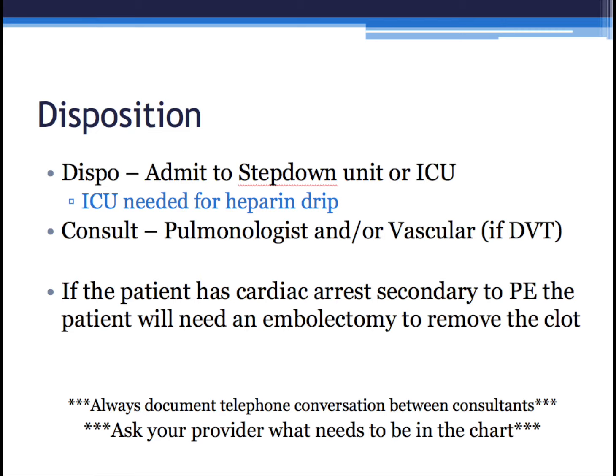So if the patient has a cardiac arrest secondary to this PE, the patient will need an embolectomy to remove the clot. So this is something that if the clot is large enough, it will cut off your oxygenation and you will have a cardiac arrest. So in emergent cases, we'll call for the surgeon to do an embolectomy and go in and actually pull that clot out. So you always want to document telephone conversations between consultants. Ask your provider what needs to be in the chart as far as what was entailed in that conversation between them and the consultant and what's pertinent.